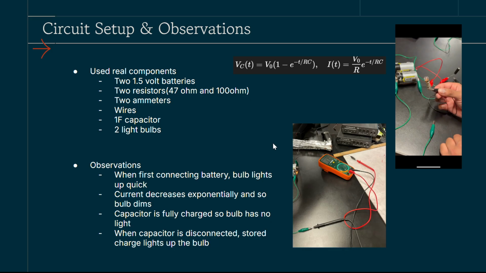So for the circuit setup, we had to use two 1.5 volt batteries, two resistors which are 47 ohms and 100 ohms respectively, 2 ammeters, wires to connect everything, with a 1F capacitor and the 2 light bulbs.